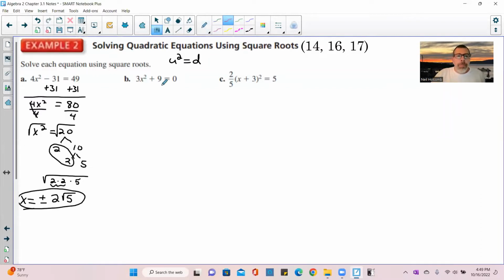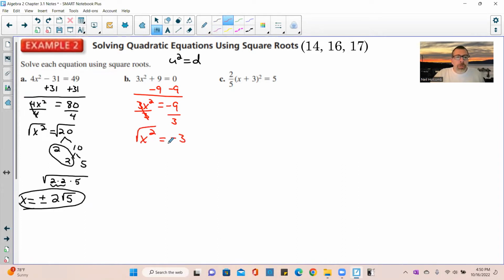Okay, part B, again, move the constant to the other side by subtracting 9. Minus 9 both sides. That will give me 3x squared. 9 minus 9 is 0. 0 plus a negative 9 is negative 9. Divide both sides by 3. And these cancel, and I get x squared equals negative 3.